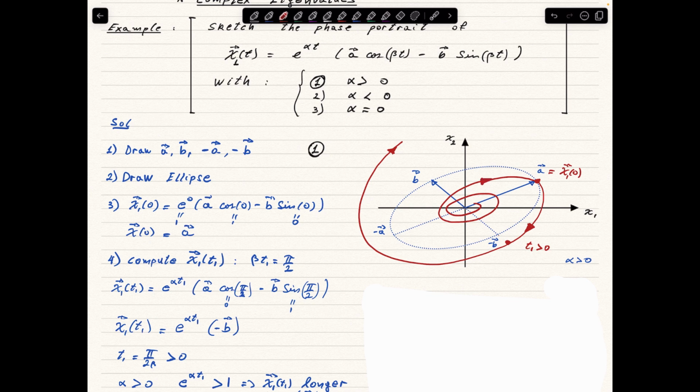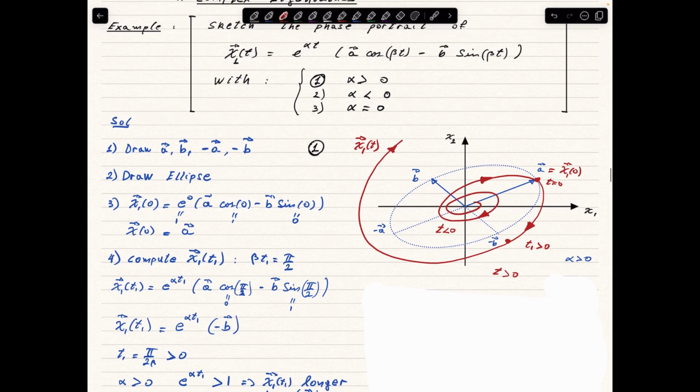So when t increases, it moves outside. This here is the region t negative. Here is t equals 0, and here is t positive. And that is the solution x1 of t. That is the phase portrait.